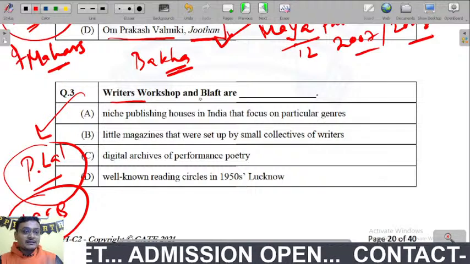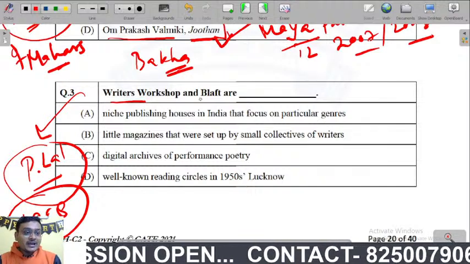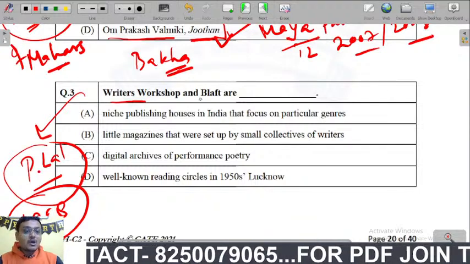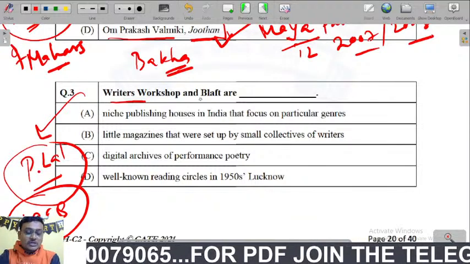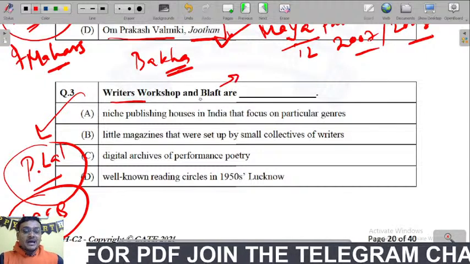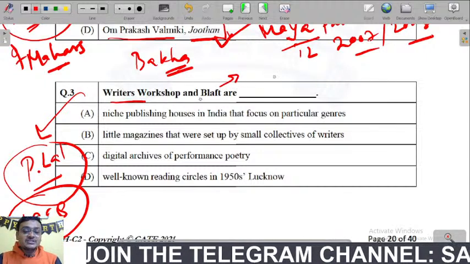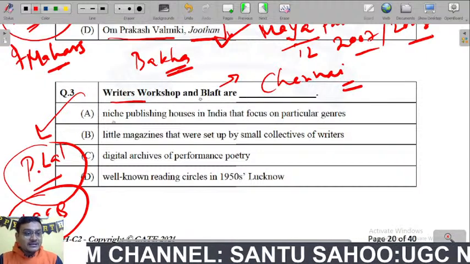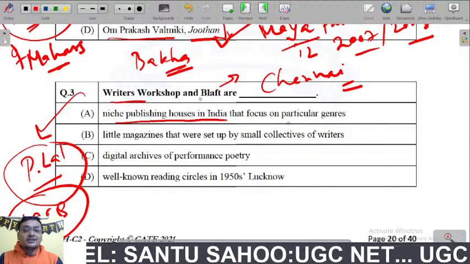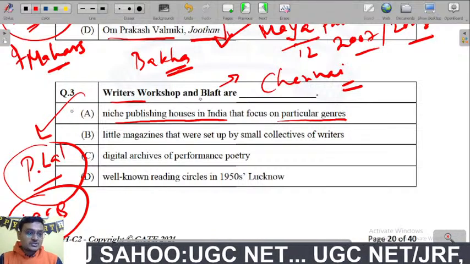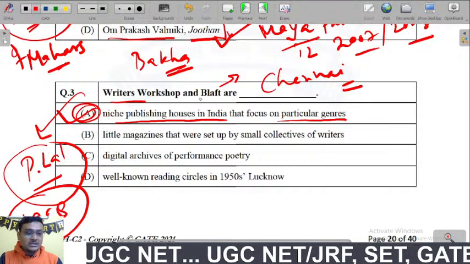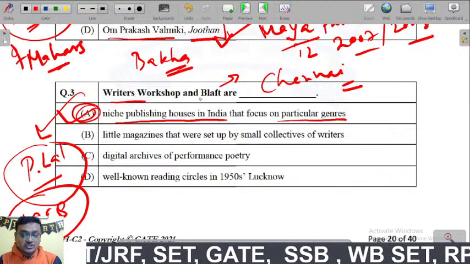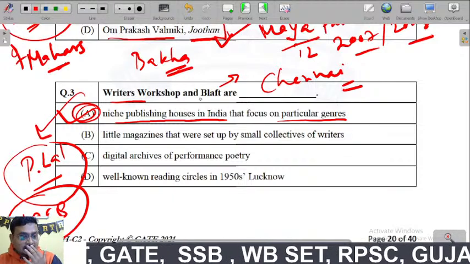Remember that the Writers' Workshop was actually established in the year 1958 by P. Purushottam Lal, whereas Blatt is also a publishing house in Chennai. So these are niche publishing houses in India that focus on particular genres. So here A is the right answer.